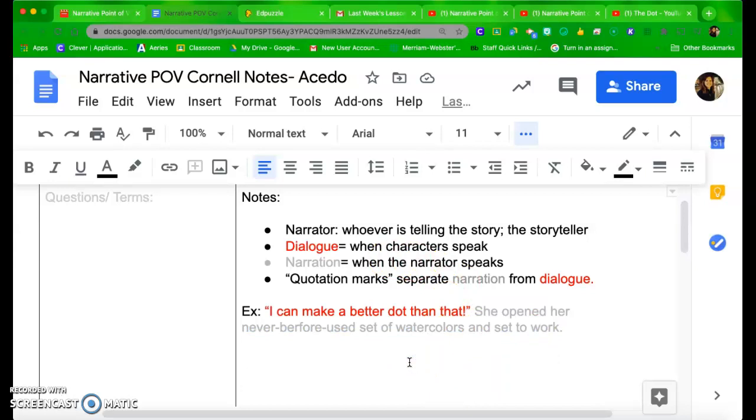Now that you know what a narrator is and the difference between narration and dialogue, we can talk about first-person point of view. I'm typing this out the first time, but from now on, I'm abbreviating it POV. So if you see POV, you should know that that stands for point of view. Sometimes people call this narrative point of view. The narrator is a character in the story in first-person point of view. They tell the story from their own perspective using pronouns like I or we.